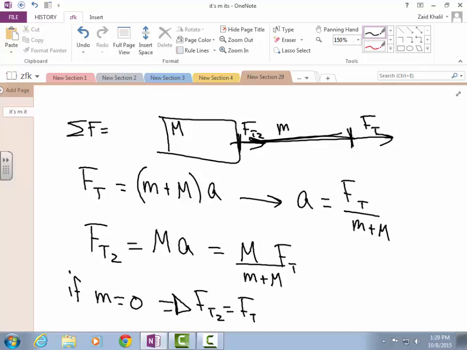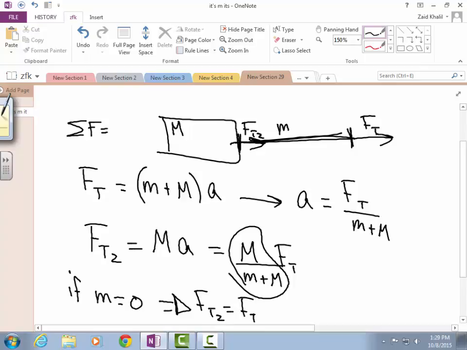Ft is greater. Why? What can you say about this ratio? Correct. This ratio is less than 1, and it's only equal to 1 when little m is 0.